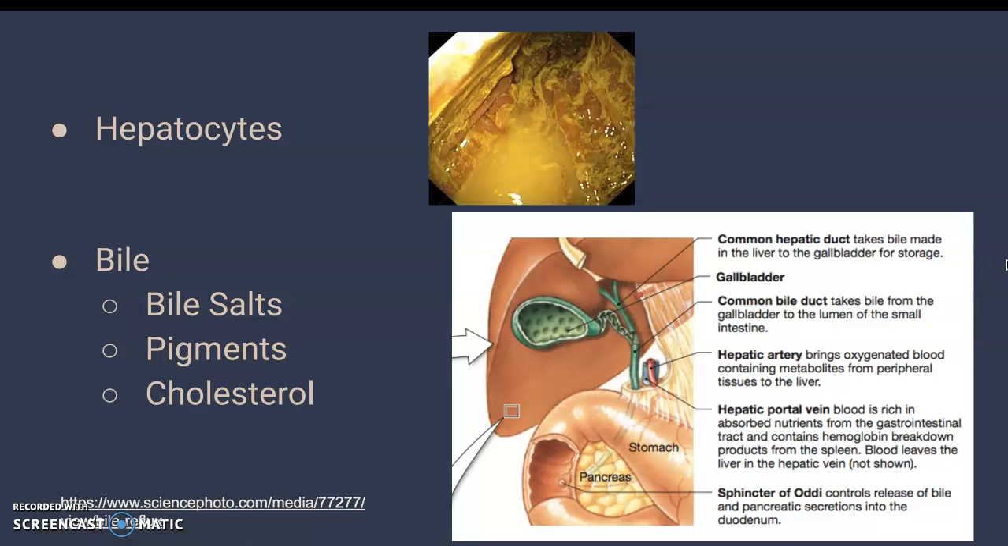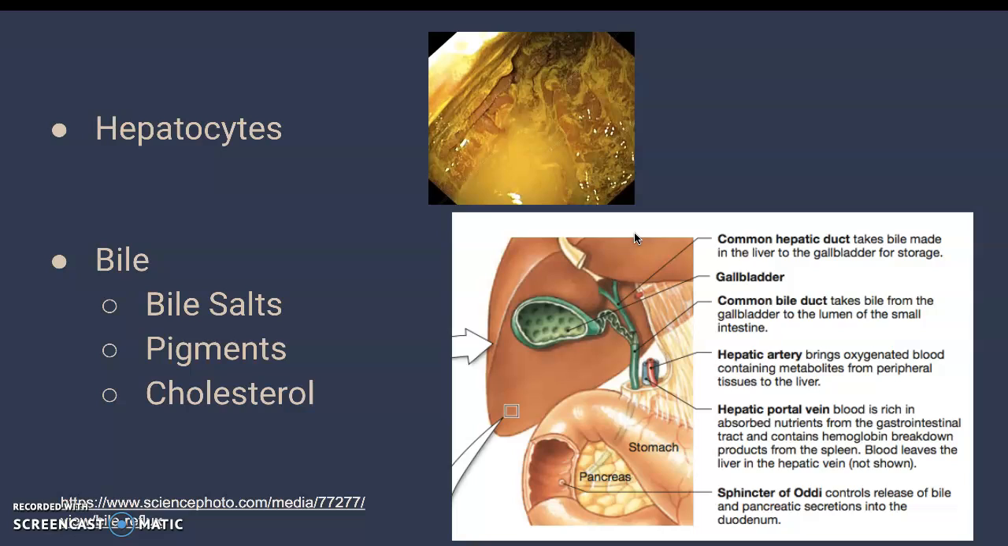Initially, hepatocytes in the liver will secrete bile, and we have the visualization of bile up here at the top. Bile is made up of three different things. First, we have bile salts, and the bile salts are what will facilitate the enzymatic digestion of fats. Secondly, we have the bile pigments. The bile pigments are basically a waste product of hemoglobin degradation, and then we have cholesterol, which will be excreted into the feces.